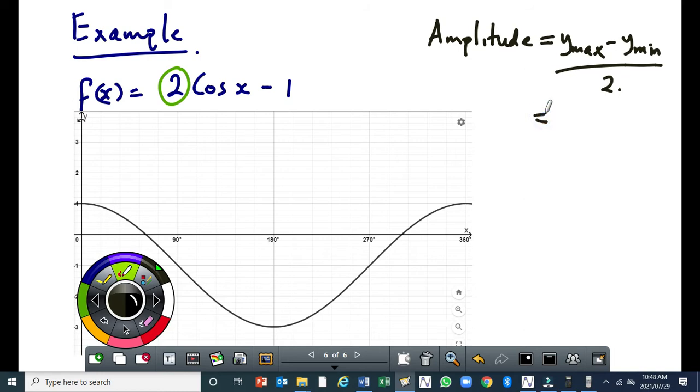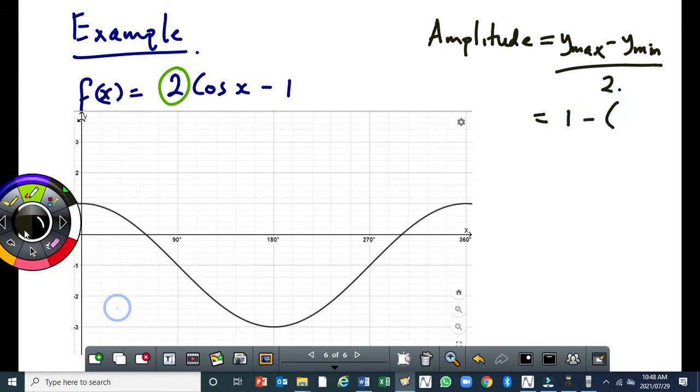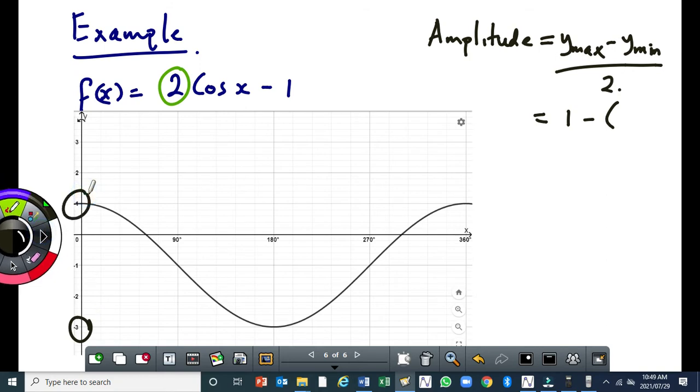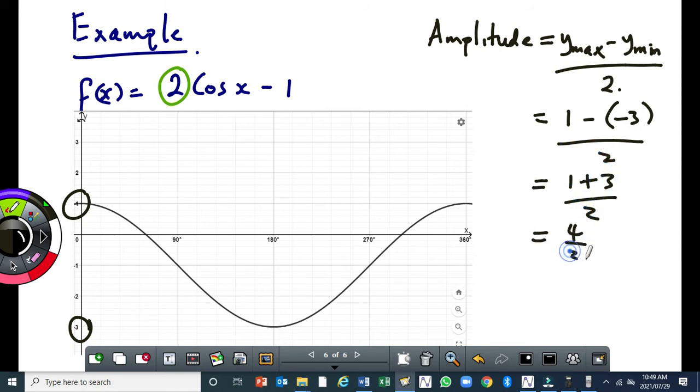So our maximum here is going to be 1. Our minimum is going to be -3. This value here is the minimum, and this one here is the maximum. So that would be 1 minus -3 all over 2. You get 1 plus 3 over 2, which gives you 4 over 2, and you get a 2. So that will be the amplitude, which is the same as the coefficient of cos x.